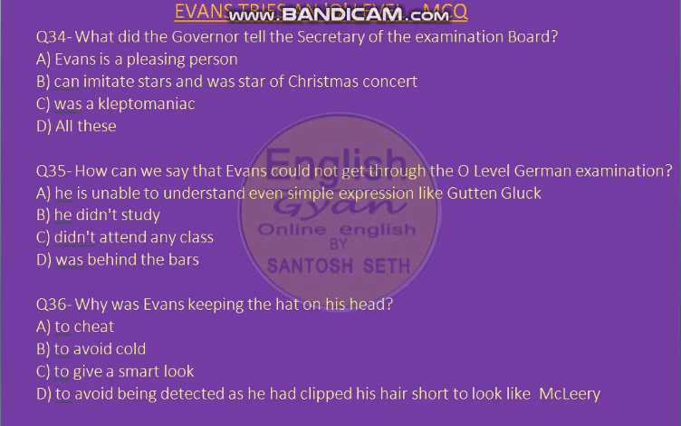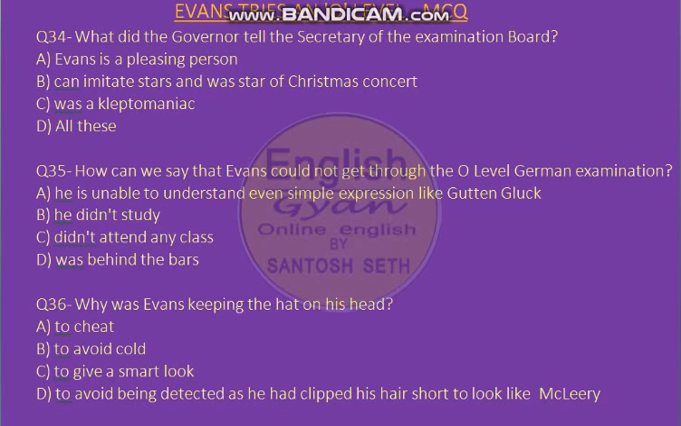How can we say that Evans could not get through the O-level German examination? A. he is unable to understand even simple expression like Guten Glück. B. he did not study. C. did not attend any class. D. was behind the bars.